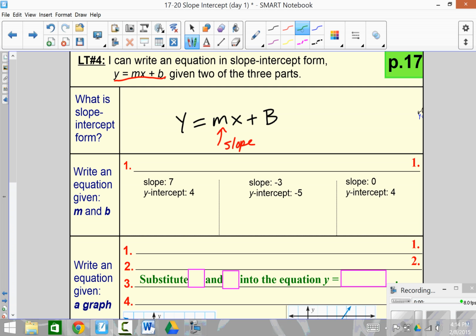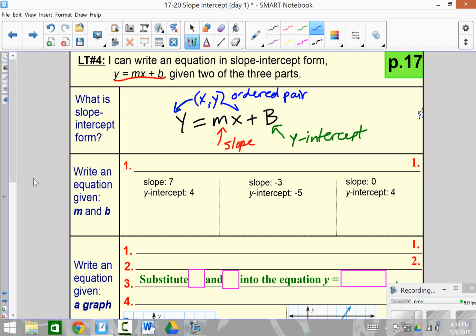Our second part is our b, which is our y-intercept. This is the number where our line intercepts the y-axis. And our third part is our x and y. And that would be our ordered pair. Okay? This is our ordered pair. In other words, a line has an infinite number of ordered pairs. Okay? Bunch to choose from.